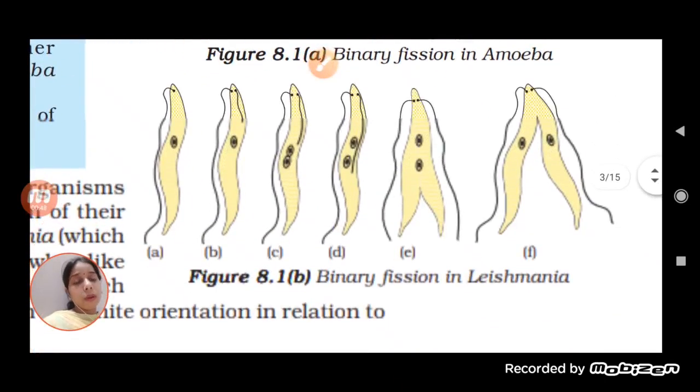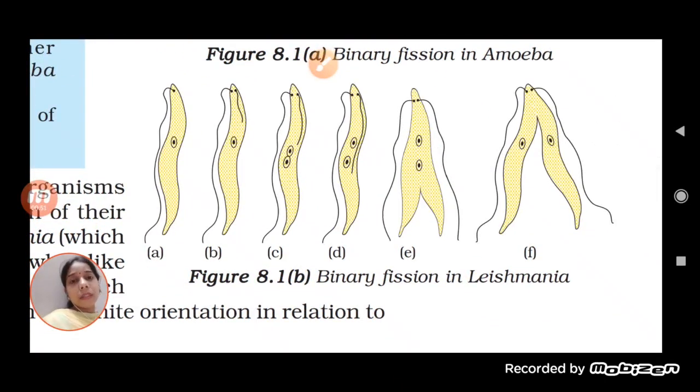Which is a protozoa, students, it causes a disease called Kala Azar, and it gets divided. First of all, you can see in this picture itself, it consists of a nucleus. Then in B, you will find that the cell is a little bit elongated. And in the C portion, you will find that it gets divided into two nuclei. In D, they get separated from each other.